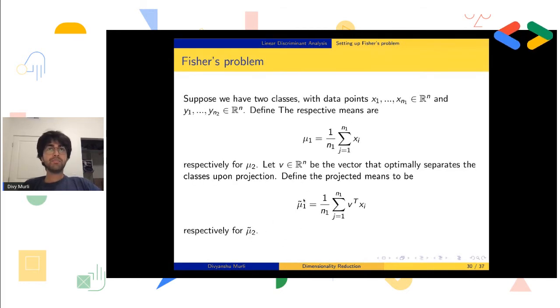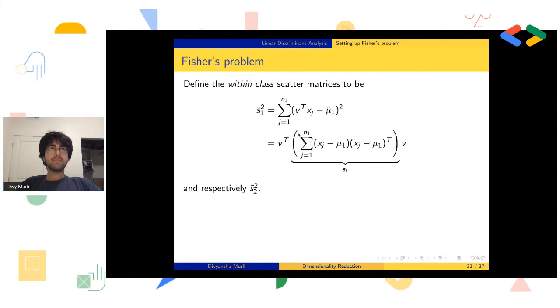And then we define this mu tilde here, which is mu but projected onto V, where V is the vector that optimally separates the classes. So this is what we're solving for. And we do the same thing for mu2. All right, so to do that, we have to define some quantities.